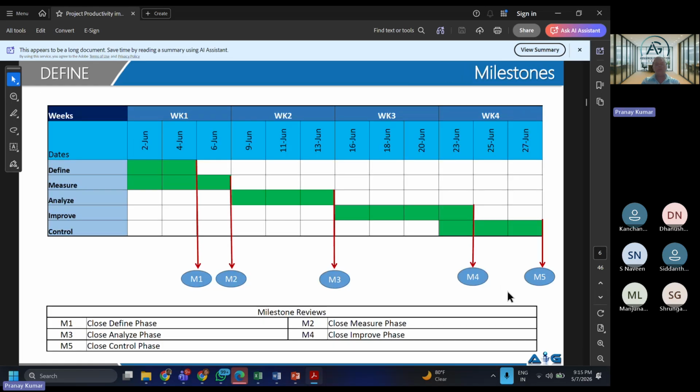Then you have a project plan. I will work with you guys to create a detailed project plan. Summary milestone is something that you add. Yesterday, Kanchan was also required to send something to a customer, to a hiring company. Even they have asked for milestones, right, Kanchan?